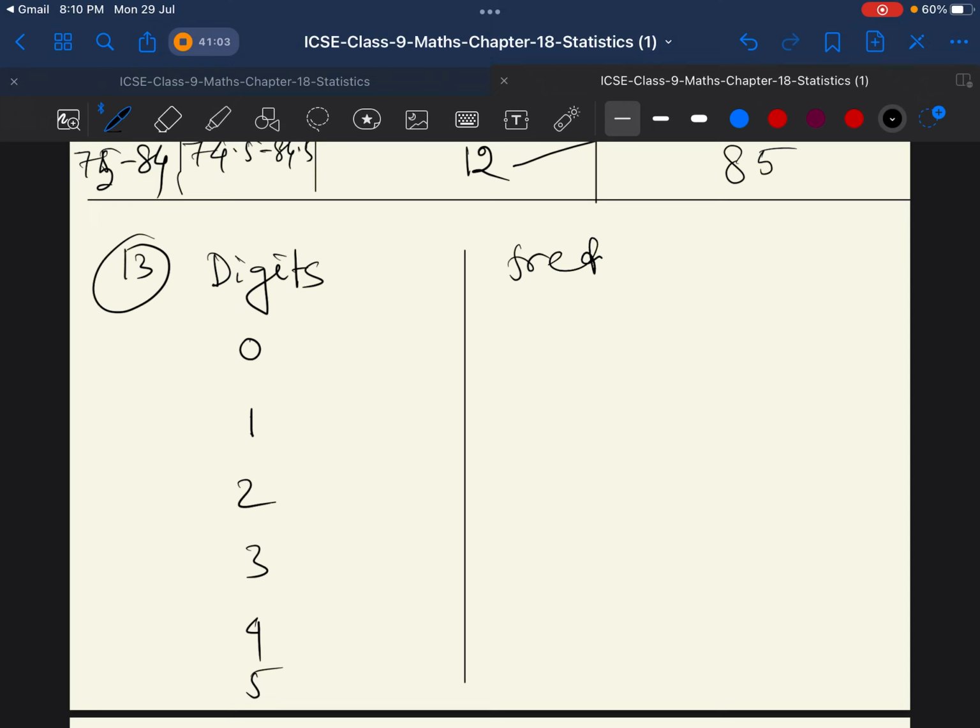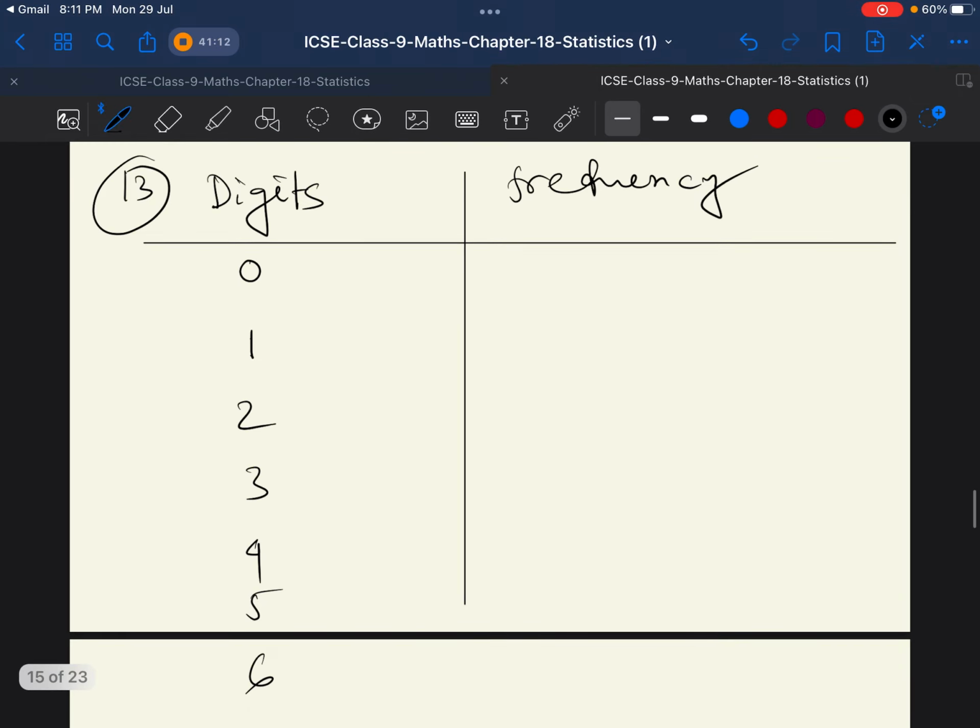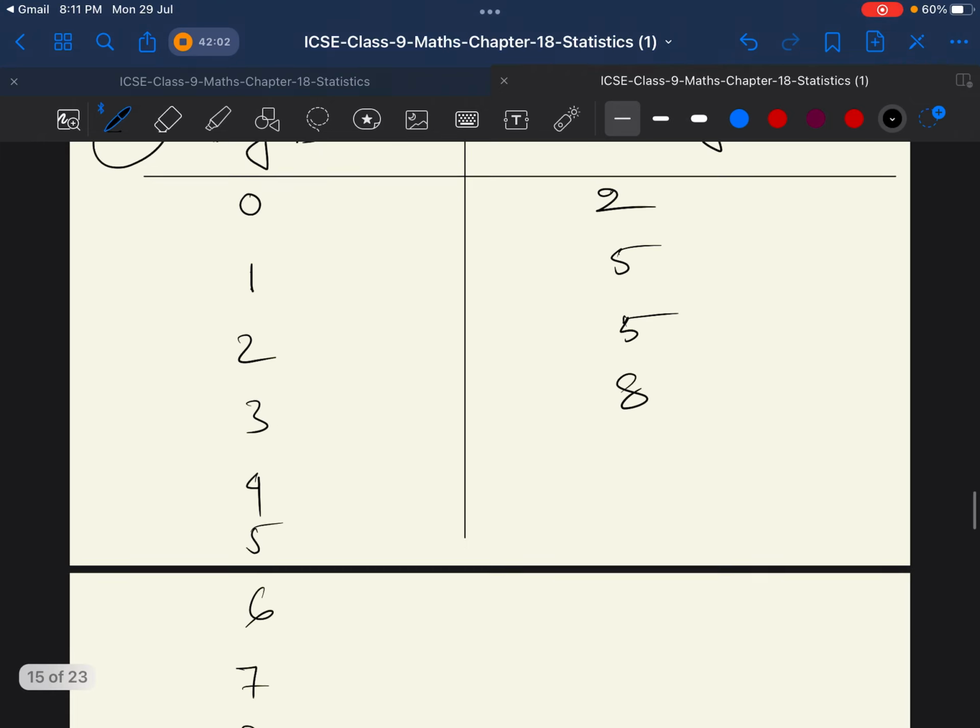Now frequency is here. See 0, how many times 0 will occur? 1 or 2 times, so frequency is 2. 1, you count here, 1 will come 5 times. 2, you count, 5 times. 3 is here after decimal, you count 8 times.